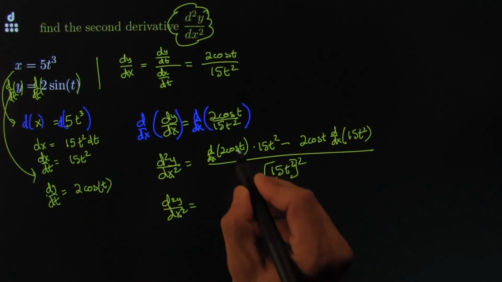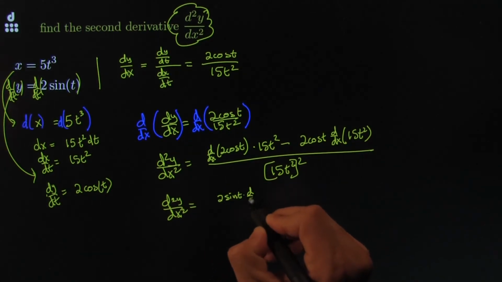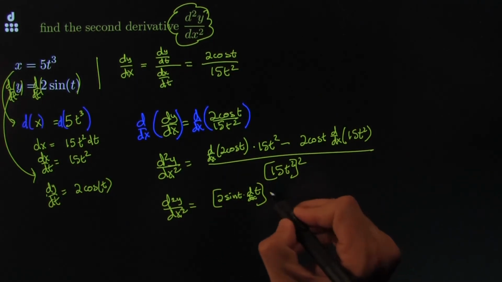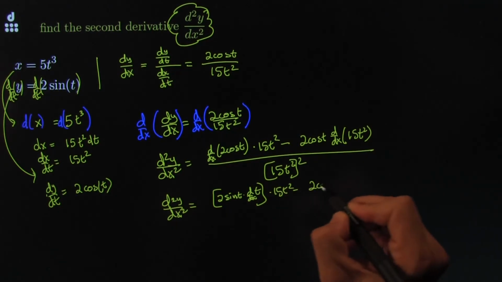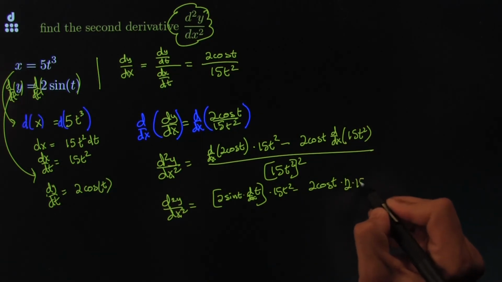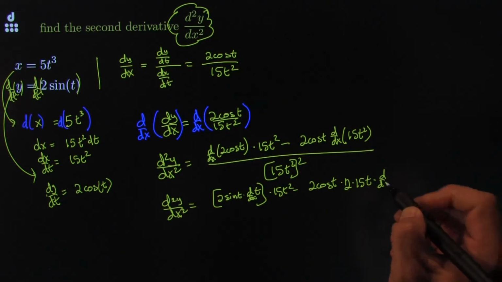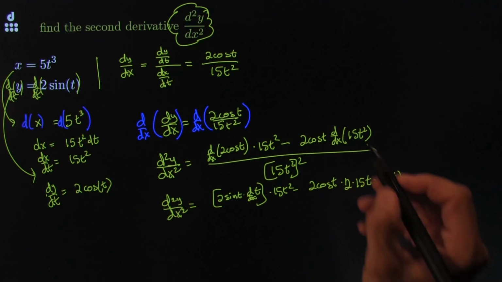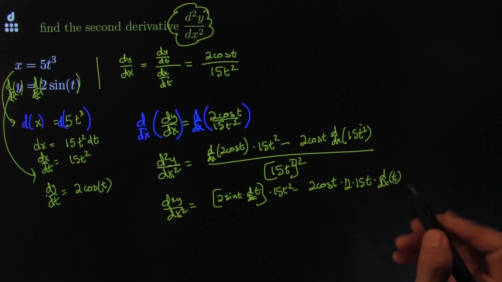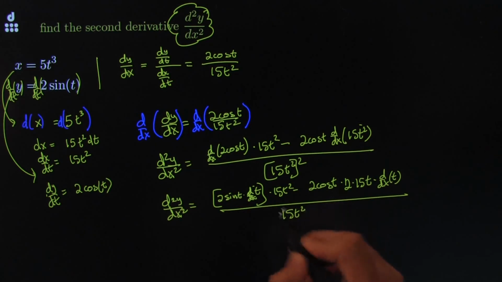So then we continue with this second derivative of y with respect to x squared. What is this guy? The derivative of cosine gives me 2 sine t times d/dx of t. That's that piece. Times 15t squared, minus 2 times cosine t times 2 times 15 times t times d/dx of t. Okay, this is chain rule. This is the derivative with respect to x, and this is t. That's why you need the dt/dx at the end. This is equivalent to dt/dx, same as that. All that, of course, over 15t squared squared.